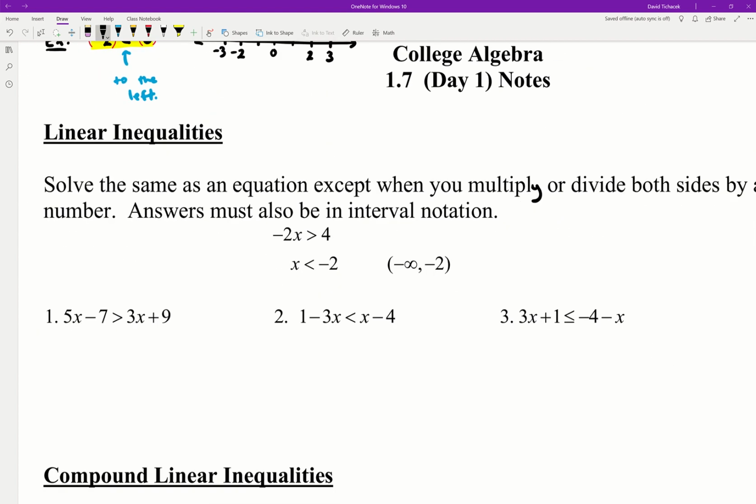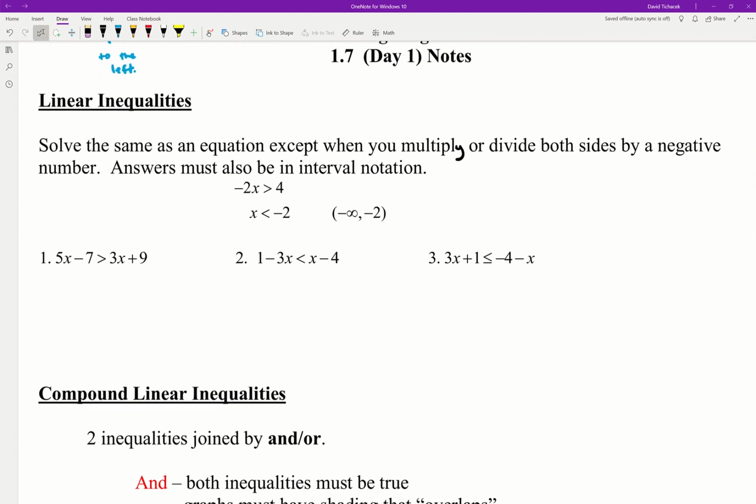So when we take a look at linear inequalities, we're going to solve these using the exact same steps as if we were solving a linear equation, except when you multiply or divide both sides by a negative number, because remember, that's going to change the sign of the numbers that we have on both sides. We're just going to need to flip that inequality symbol around, okay? And then it also says here that answers must be in interval notation. We've practiced that extensively this year, so that's going to come into play.